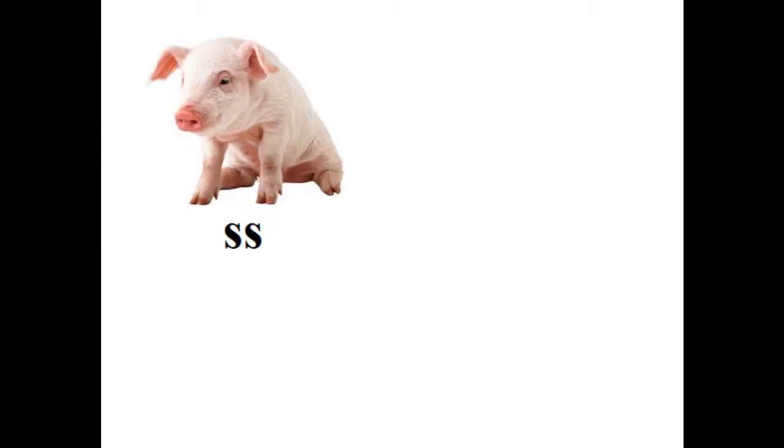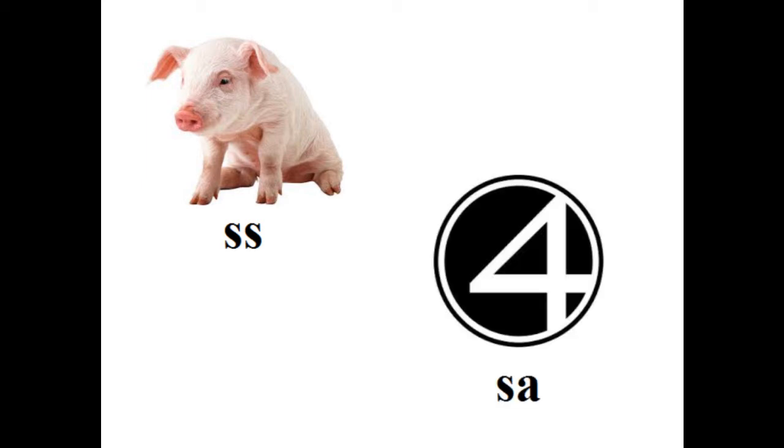A good word to learn for S is sus. Sus means pig. You can see that between the two consonants it makes an oo. Very easy. Another S word that is good to know is sa. Sa means four.